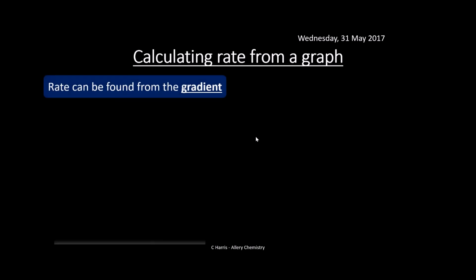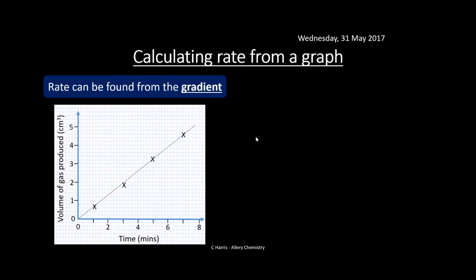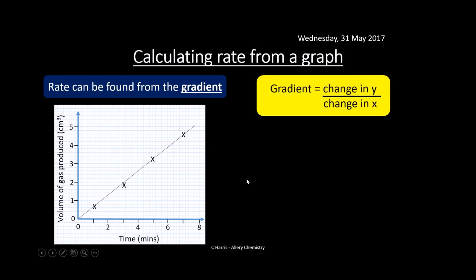So rate can be found from the gradient of a graph. And you can see here that we've got a reaction and we've got a volume of a gas produced in this example. So this is in centimetres cubed. And we've got time in minutes along the bottom. So the gradient is just the change in y over the change in x. And remember, this is y and that is x. So we're just measuring how steep that graph is.